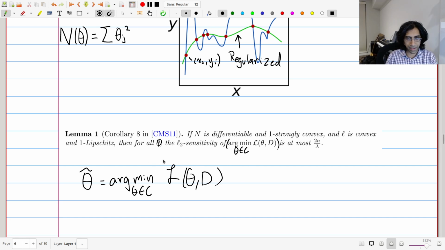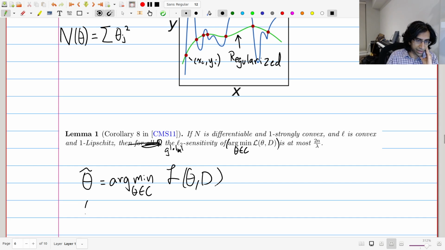We know that the sensitivity is small. Sorry, I guess this shouldn't really be for all D, because it's the sensitivity with respect to D. So this should really just say the global L2 sensitivity, let's say. But really, we just computed some sort of function, which we know has small L2 sensitivity.